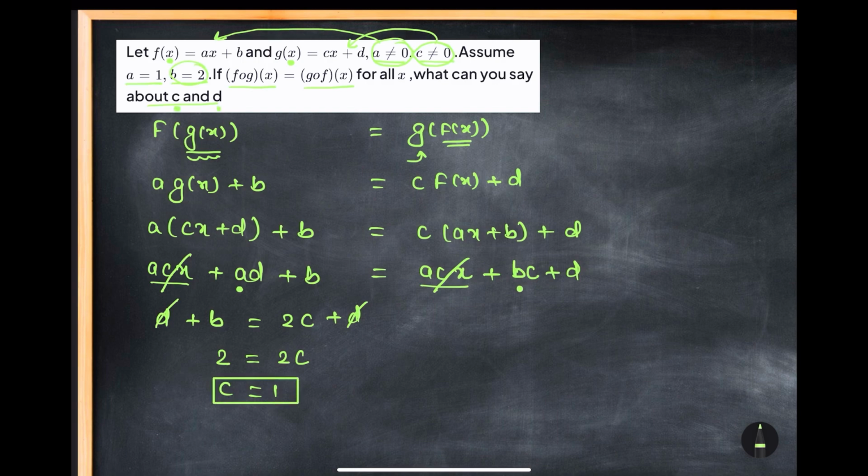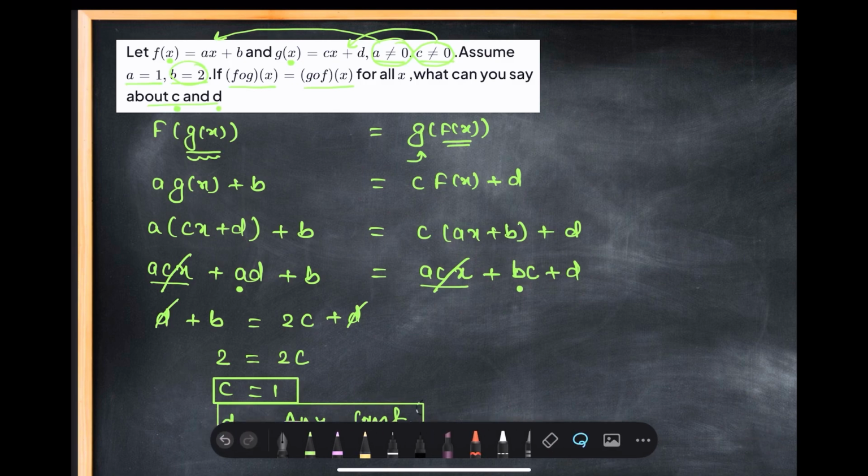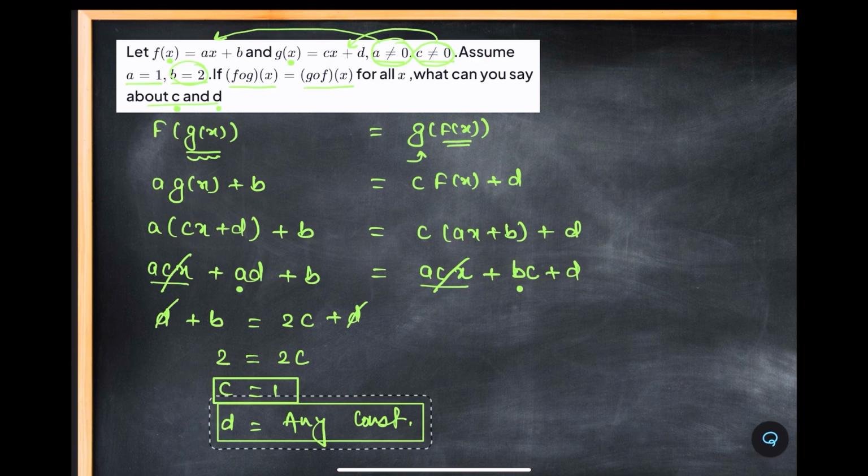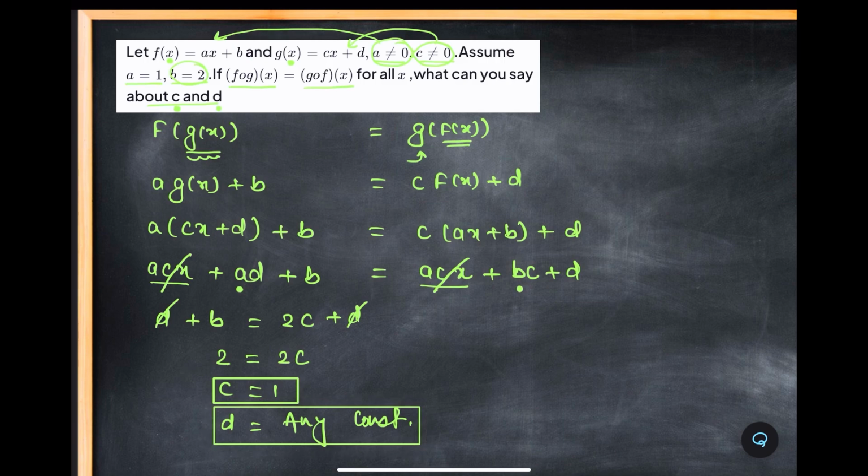Now d, d can take any value, any constant value. Or it can take any arbitrary constant. So all d are acceptable over here. Okay, I hope this part is clear to you guys, and I wish you guys can handle similar situations.